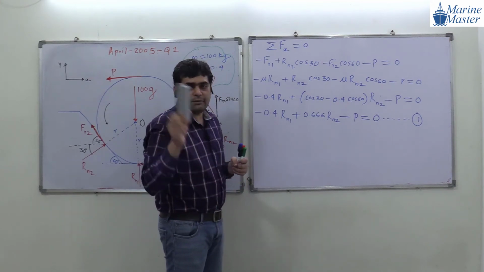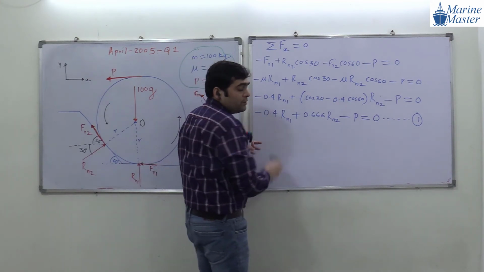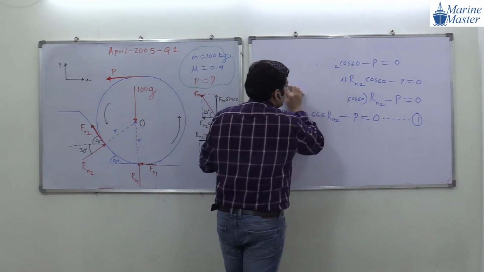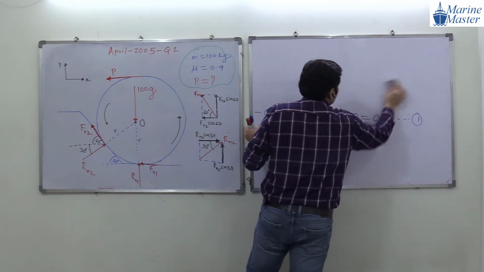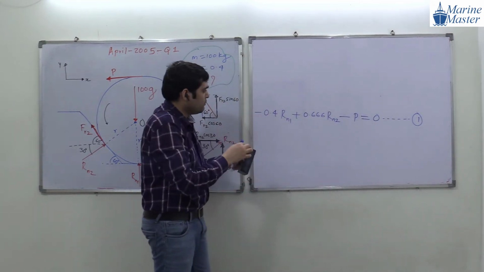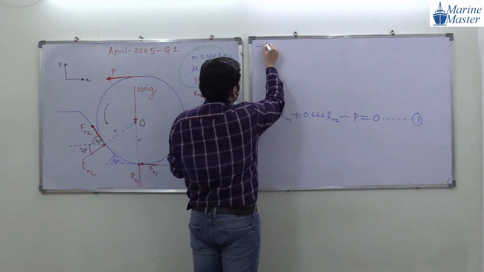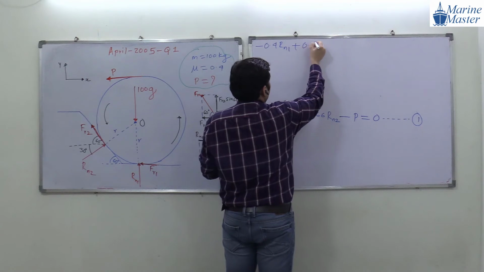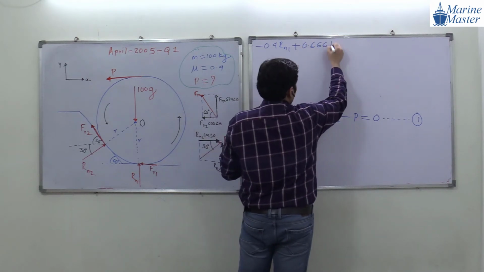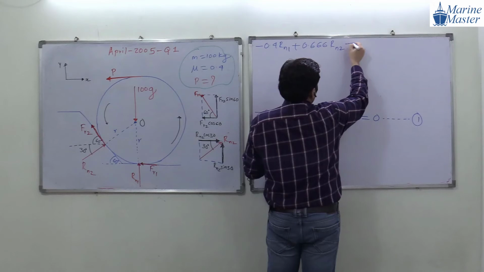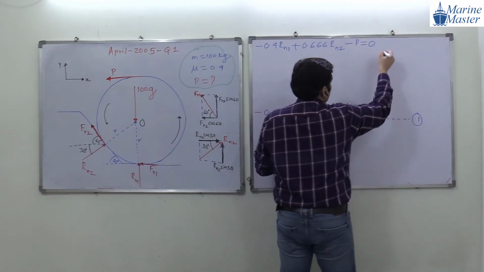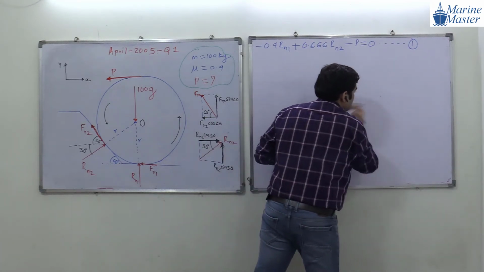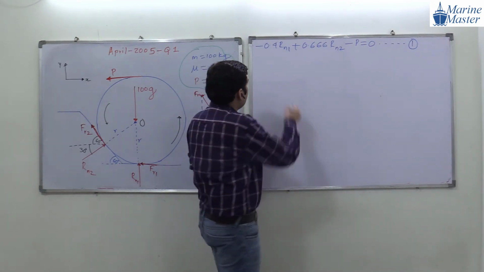Here, for my purpose, I am going to write equation 1 at the top: minus 0.4 Rn1 plus 0.666 Rn2 minus P is equal to 0, and we call it equation 1. No need to write equation 1 once again; I am writing it for my purpose.